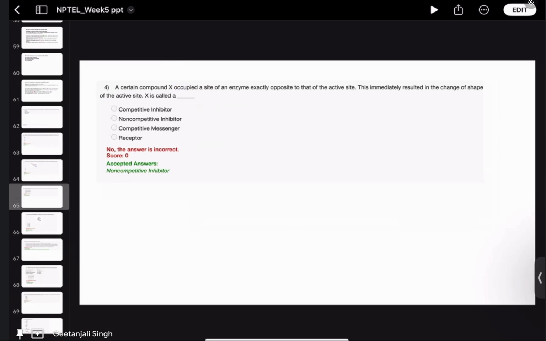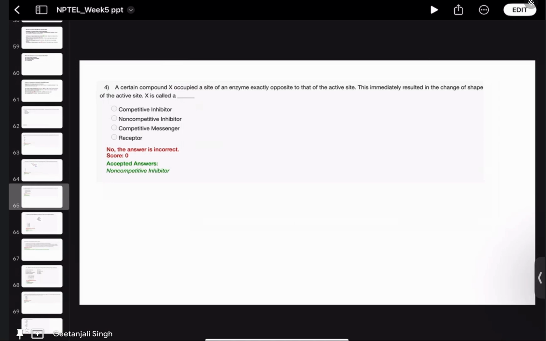The next question was, a certain compound X occupied a site of an enzyme exactly opposite to that of the active site. This immediately resulted in a change of shape of the active site. X is called a. So in case of a competitive inhibitor, the inhibitor goes and binds to the active site. So it competes for the same site along with the substrate. That's called a competitive inhibitor.